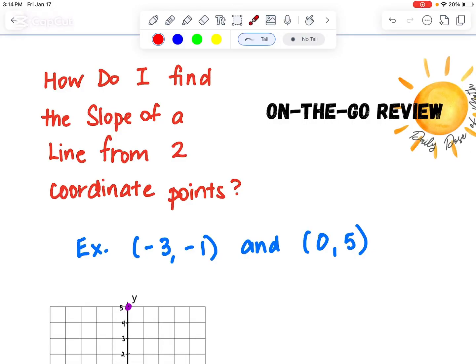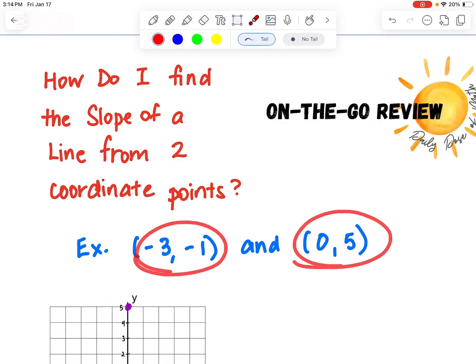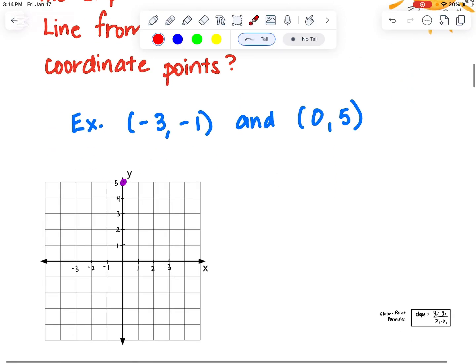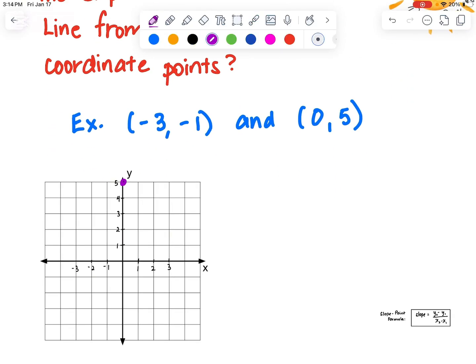How do I find the slope of a line when all I'm given are 2 coordinate points? Well, I've gone ahead and plotted these 2 points here. (-3, -1) is 1 point, and (0, 5) is the other. Now, anytime you're given 2 coordinate points, you can connect those two and create a line.